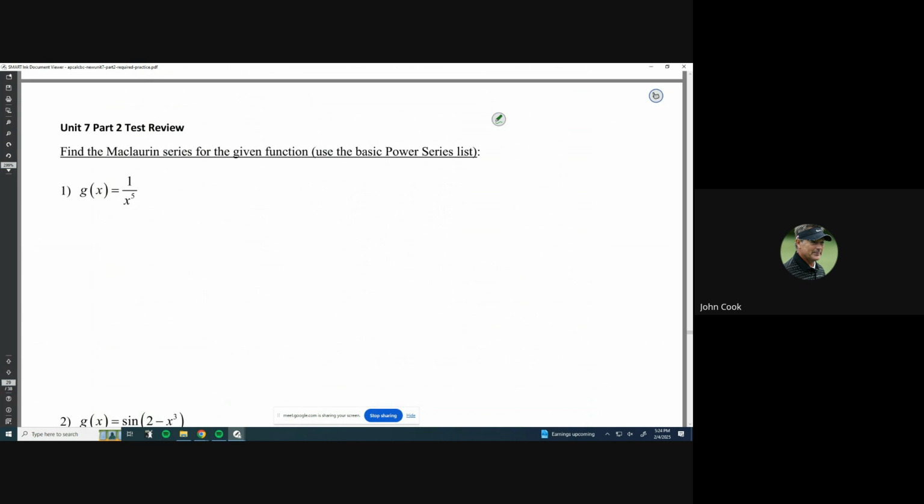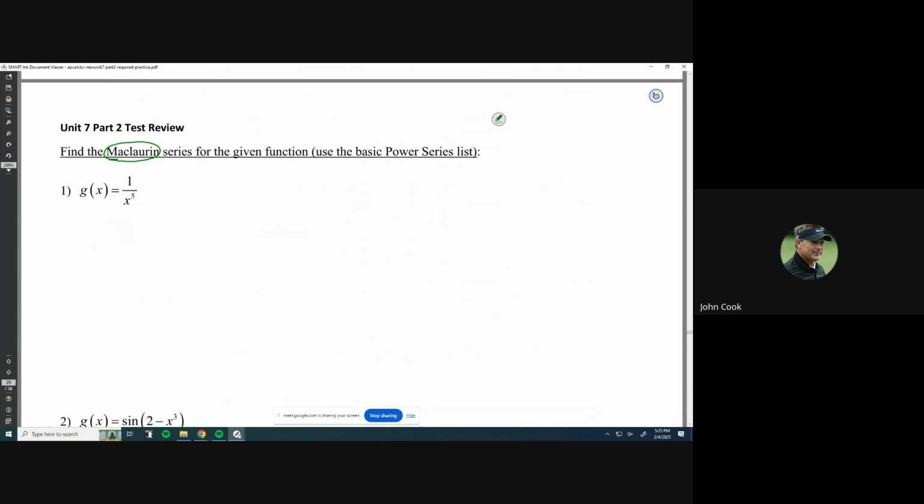So we start off with this function, g of x equal to 1 over x to the 5th power. We do have a typo on this. It says find the Maclaurin series, but obviously we can't center this at 0, just simply because at 0 for x, 1 over x to the 5th power is a value that we're not allowed to use, okay?